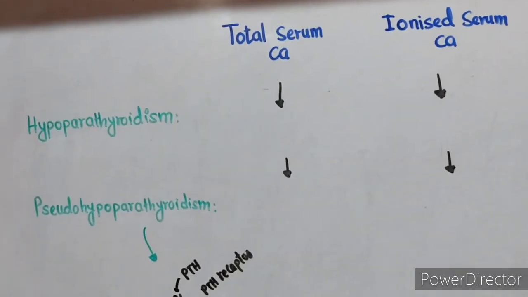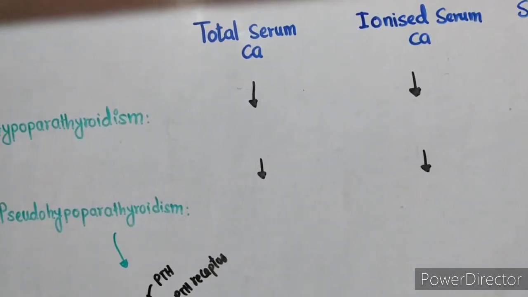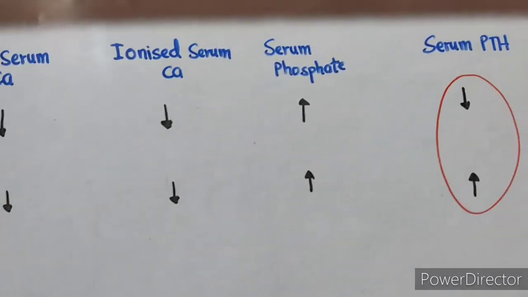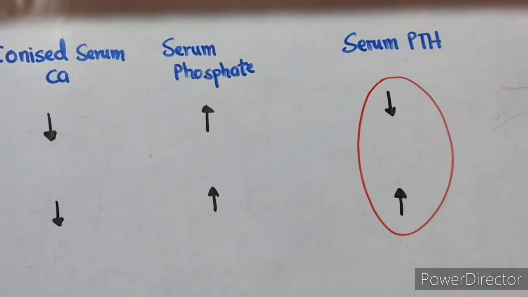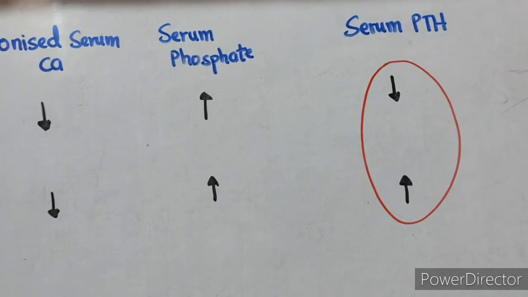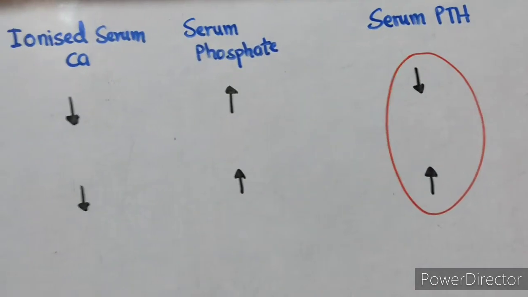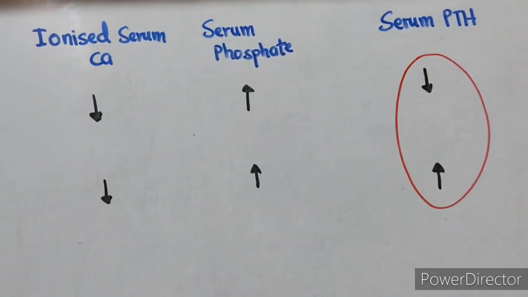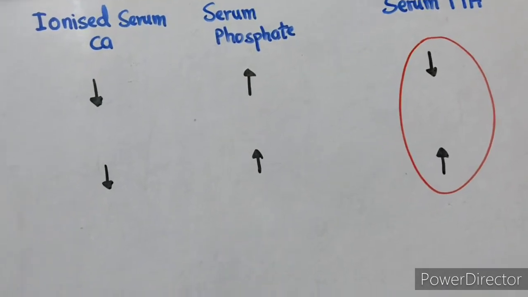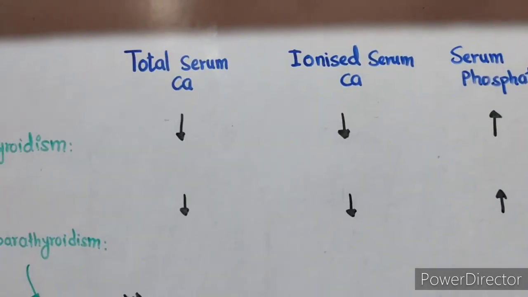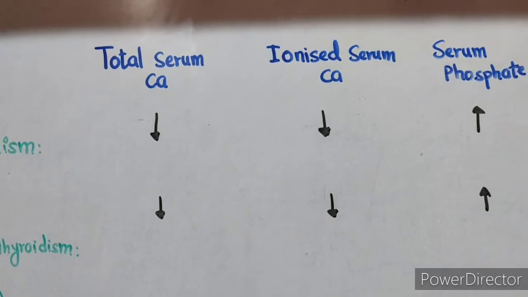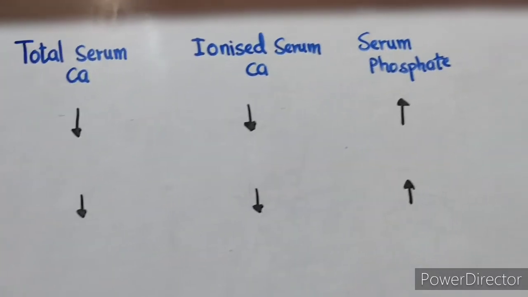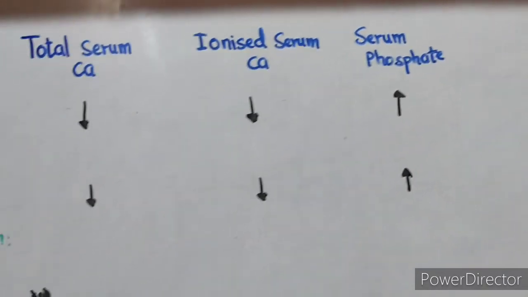In hypoparathyroidism, the problem begins from the parathyroid gland. That's why serum parathyroid hormone will decrease. The function of parathyroid hormone is to increase serum calcium and decrease serum phosphate by acting on bone, kidney and intestine. So the reverse will happen. That is, total serum calcium and ionized serum calcium will decrease and serum phosphate will increase.